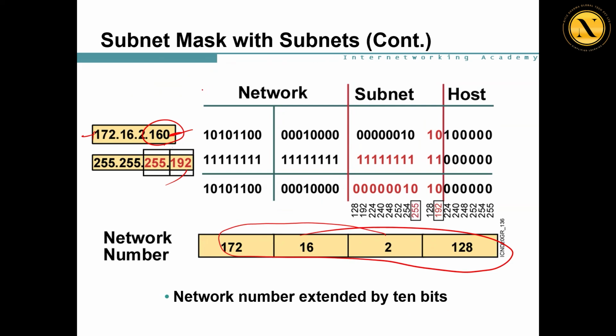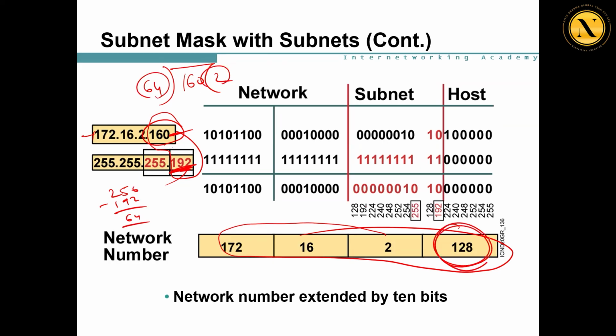Yes or no? The interesting octet is the last one. Divide the IP address 160 by delta. Delta is 256 minus 192. How much is it? 64. 160 divided by 64 is 2, and 2 times 64 is 128. That's your subnet IP address.